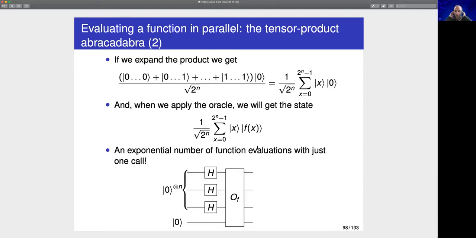Okay, so this is something really very impressive. If the number of qubits is 100, we are doing 2 to the 100 evaluations with just one call. Okay, so that is something really, really impressive. The problem here is, well, we have done this evaluation supposing that the qubits are perfect and all my gates are perfect, there are no errors. We will talk about that later in the course. But we have done this exponential number of evaluations. So now what? Now how can I recover some useful information from this?